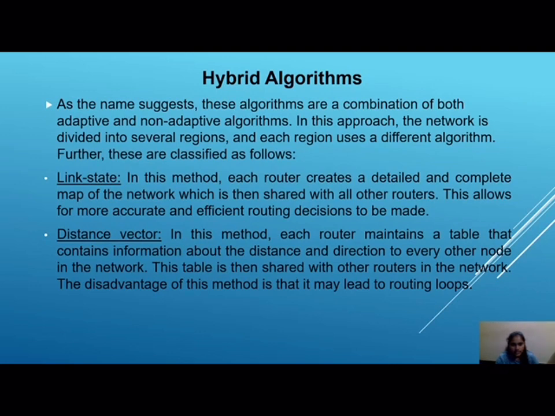Distance vector. In this method, each router maintains a table that contains information about the distance and direction to every other node in the network. This table is then shared with other routers in the network. The disadvantage of this method is that it may lead to routing loops.